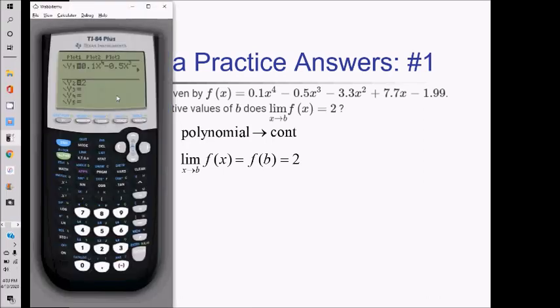So here I am on my graphing calculator. I've entered the original function as y1. I've entered 2 as y2 because I want to know where these two things intersect. And I'm not really sure what window I should have. Let me just make a window that goes from 0 to 10, and we'll see what we get. Let's just graph it. Okay, so there's my polynomial, and here's the line y equals 2.